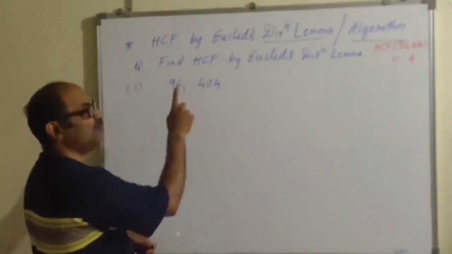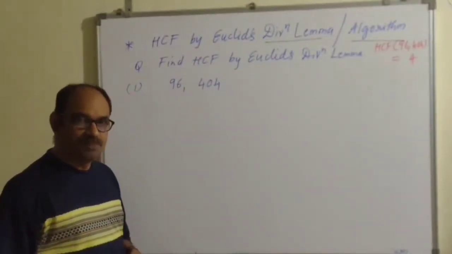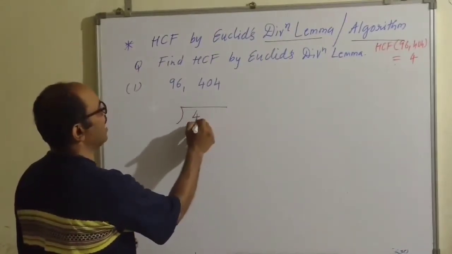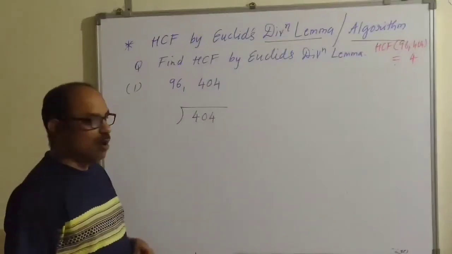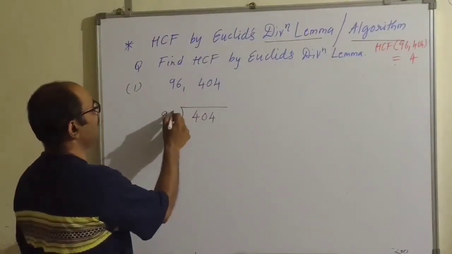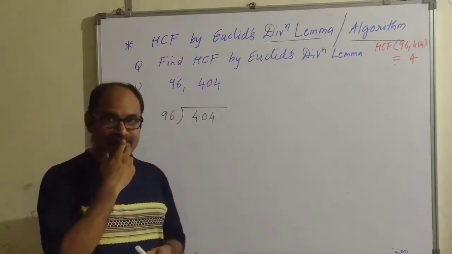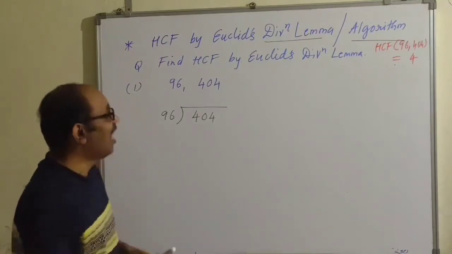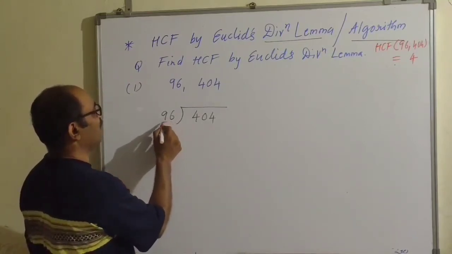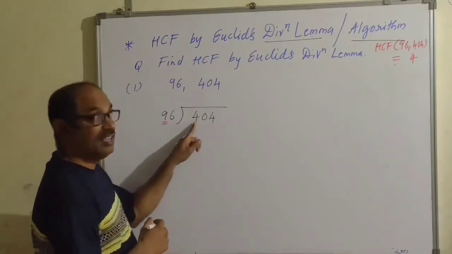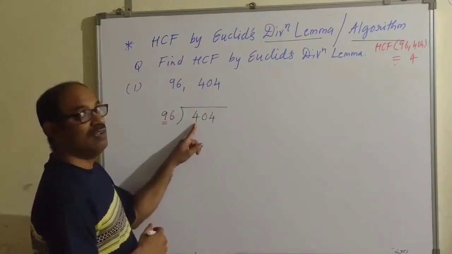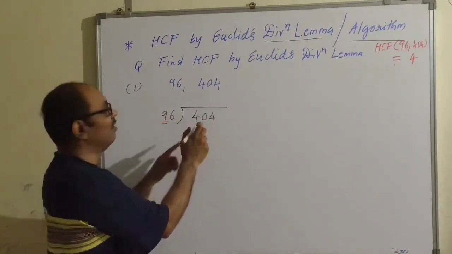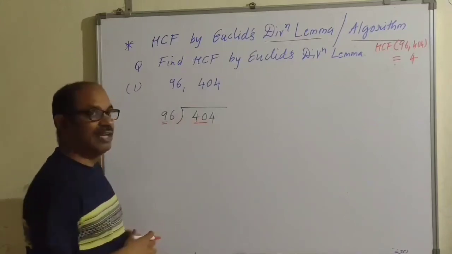Children, out of the two numbers given here, which is bigger? Correct, 404. So that you take as dividend. Which is smaller? 96. That you take as divisor. Now the division has come, we have to do it. Let's go. I'm taking the first digit now. I'll take the first digit here also, which is 4, which is smaller than 9. No, you have to select one which is bigger than 9. So I'll have to take 2 digits.